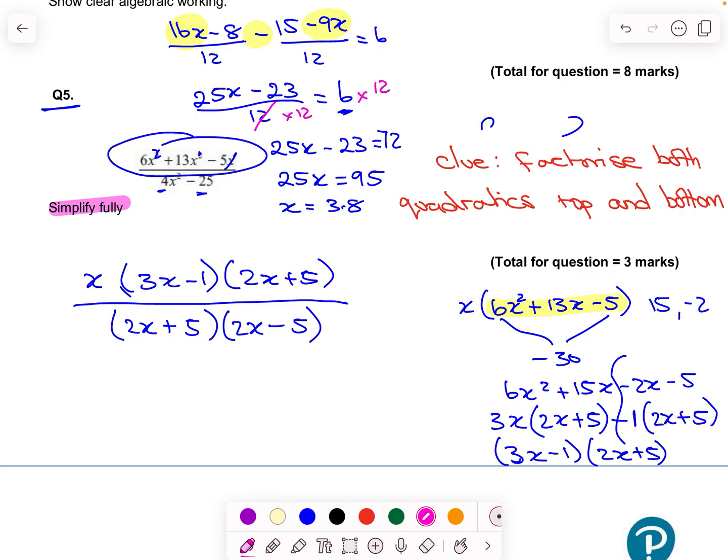You cancel any common factors. So 2x plus 5 and 2x plus 5. Because it's on the top and it's on the bottom, they cancel each other out. So then all that's left as your final answer is x times 3x minus 1 over 2x minus 5. And that's all you can do. You can't simplify it any more than that.